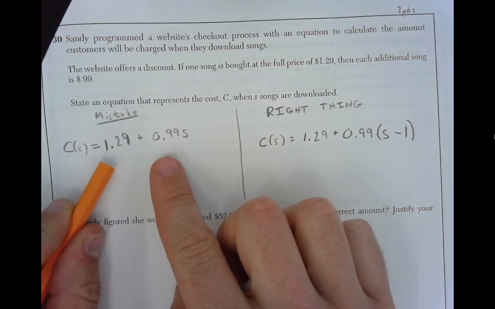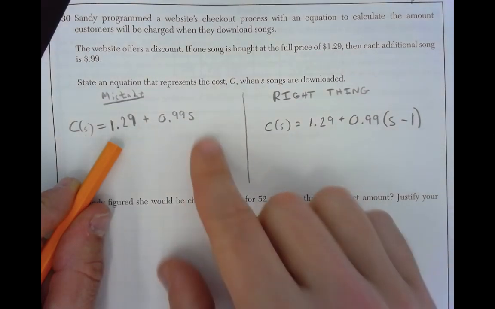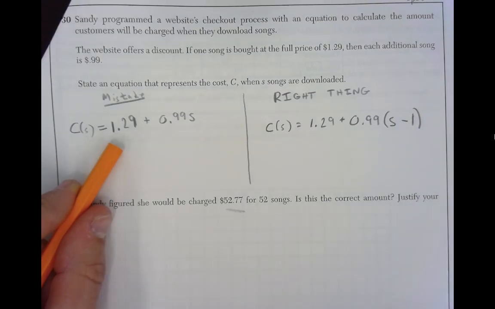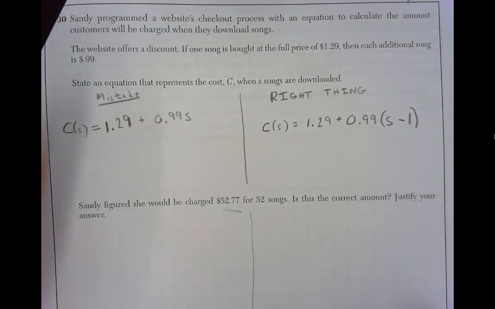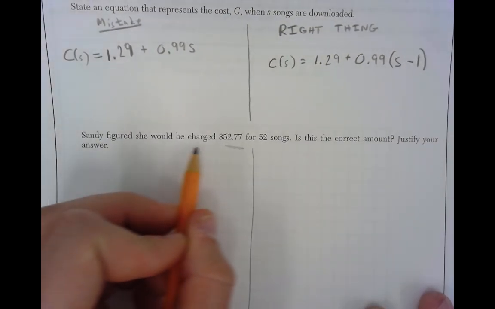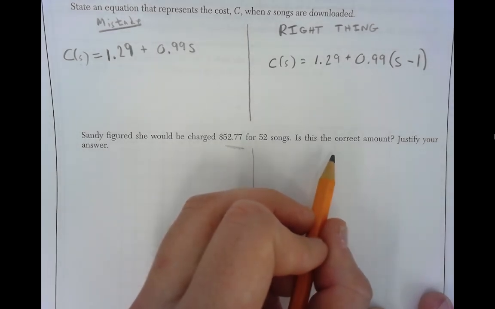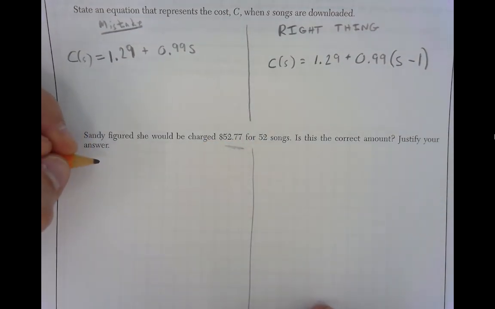If you fell into this trap over here, the most you can hope for is 1 point on this 2-point question. If you got this, nice job. You can still get 2 points. Let's keep going over here. So I'll continue on the mistake side. All right, so she figured it would cost $52.77 for 52 songs. Is this the correct amount? And you have to explain why, justify your answer.